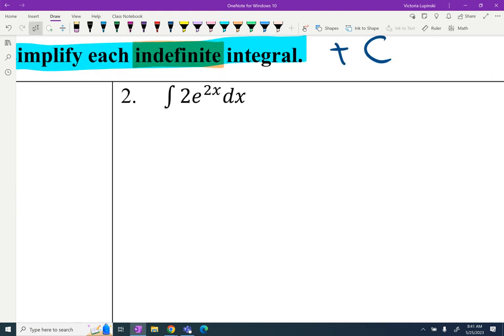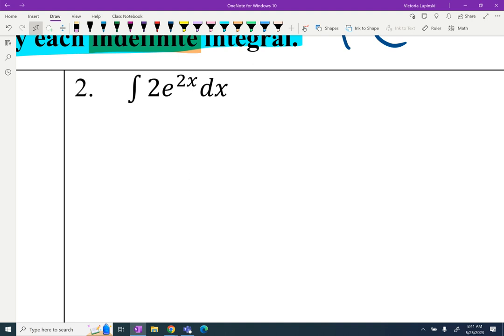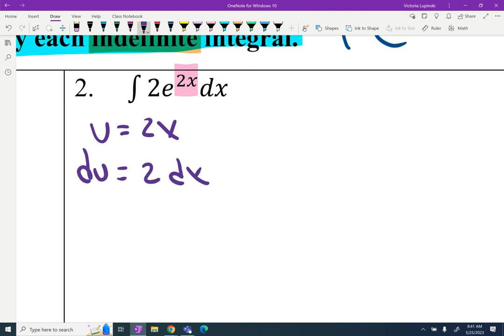Compare that to number 2. Looks similar, but you're going to approach it quite differently. So 2e to the 2x dx. Look up what's in the exponent, this 2x. If it is anything other than just an x, you have to call it u. So just like we've been doing now, set it equal to u. Derivative of u du. Derivative of 2x is 2 dx. And then go ahead and solve.